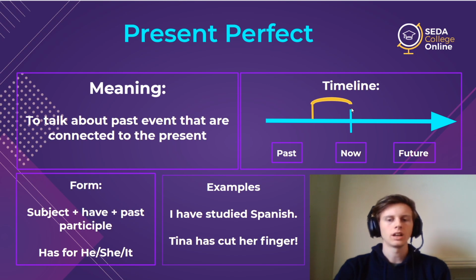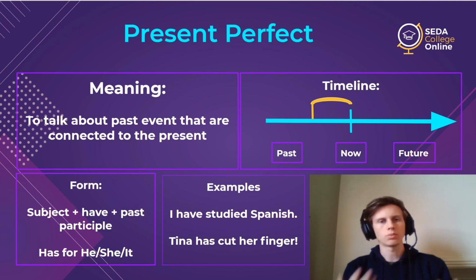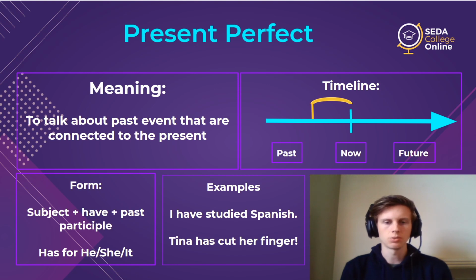Or something like an example from before, Tina has cut her finger. Oh no, she cut her finger. The cut happened in the past, but the injury is still here. The cut is still here. You can see it. So that's why we use the present perfect for this situation.